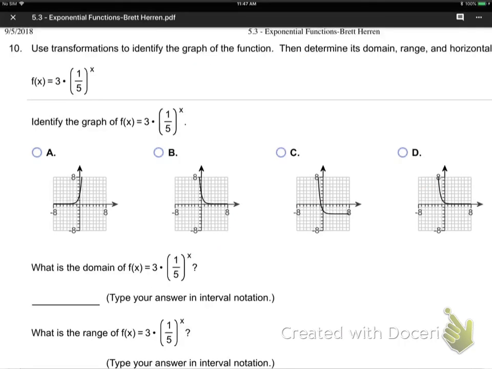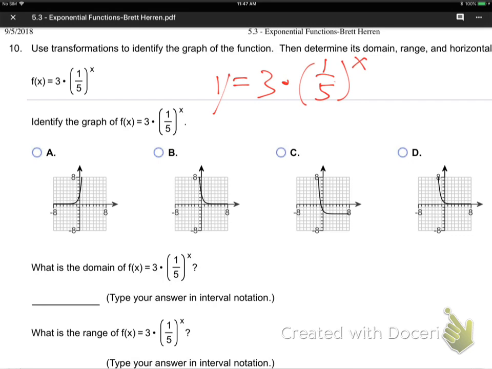All right. So y equals 3 times 1/5 to the x. What do you think? I'm gonna present some reasoning, which is crazy, but it sure sounds good. You tell me what's crazy.